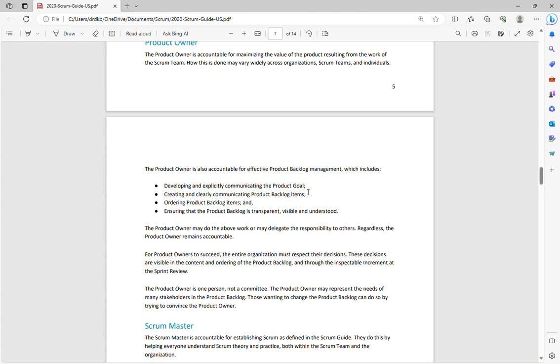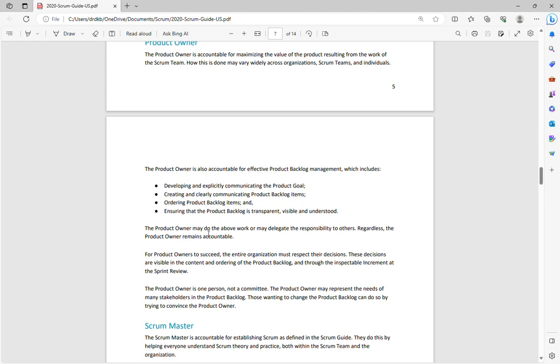And ordering means prioritizing the list of requirements, ordering the product backlog. Prioritization is very important: which item needs to be done first, which requirement needs to be completed or worked upon first. That prioritization is important, and this also would be done by the product owner only. Ensuring that the product backlog is transparent, visible and understood: the product owner needs to make sure that everyone in the team understands the product backlog and that it is transparent and visible to everyone in the team, including the stakeholders. So that is the responsibility of the product owner.